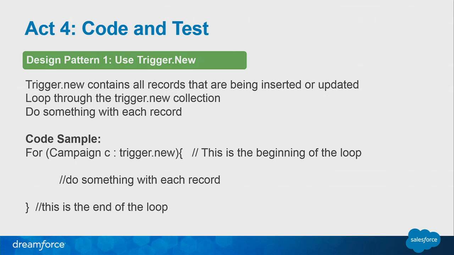In your code, you're looping through the collection of campaigns that were created and adding new campaign member statuses to each one. Okay, so back up a second. You said that there's a trigger.old collection too? Yes, that one is the one that's used in updates and deletes. It holds the old version of the records that were updated or deleted. Trigger.new holds the new versions.